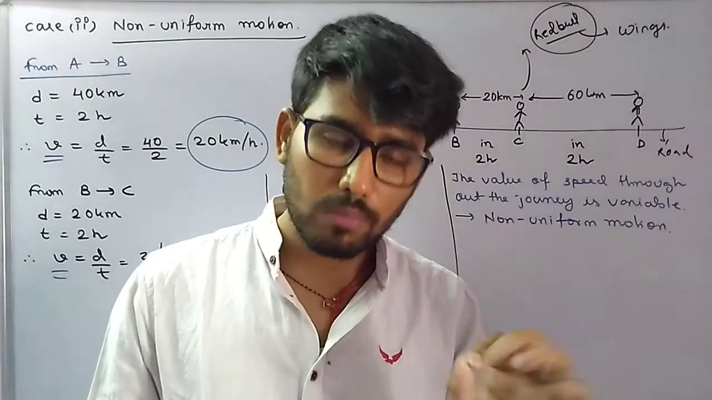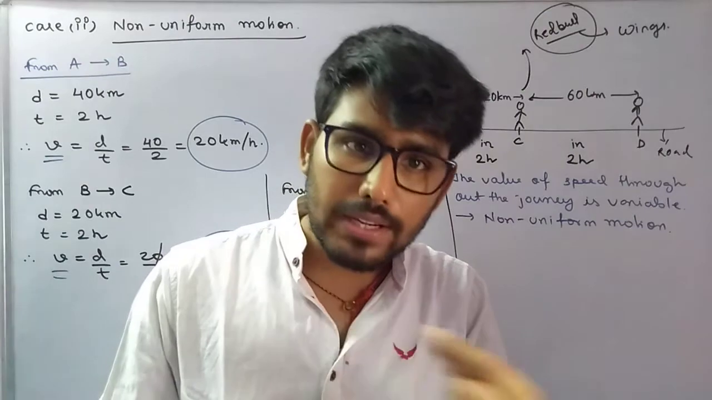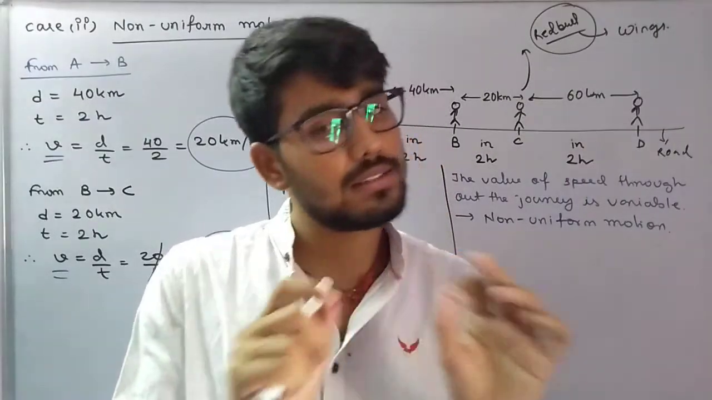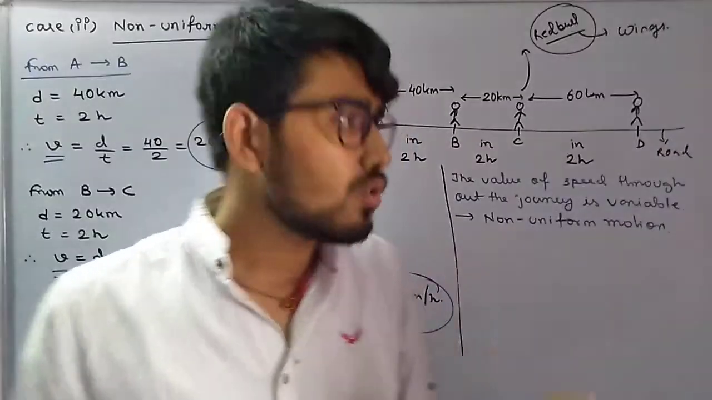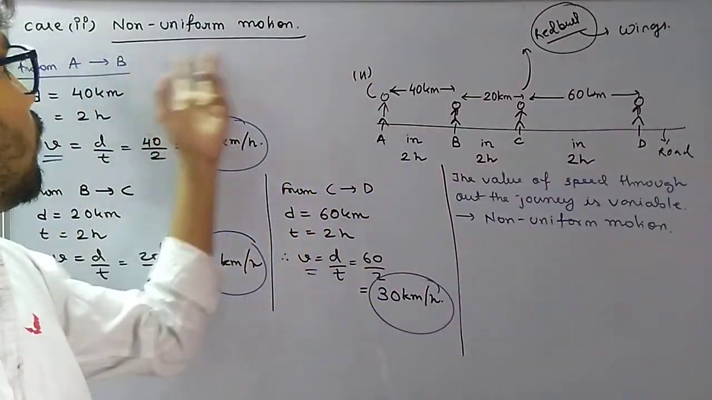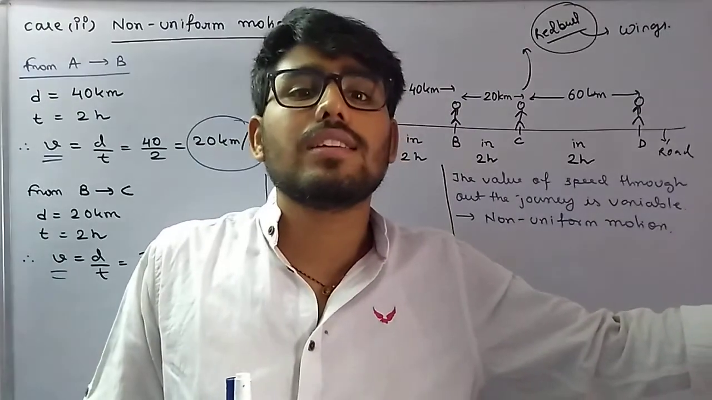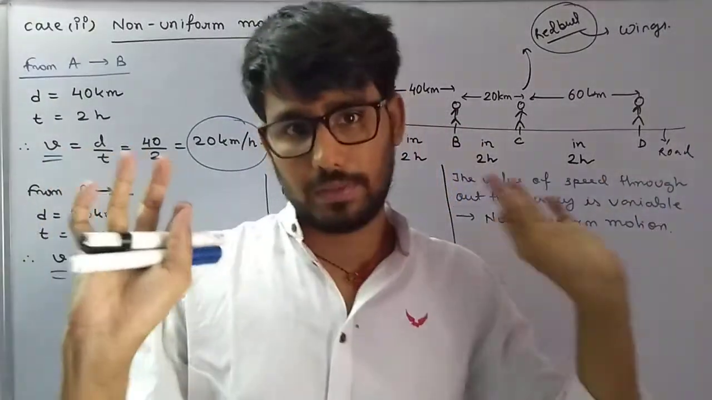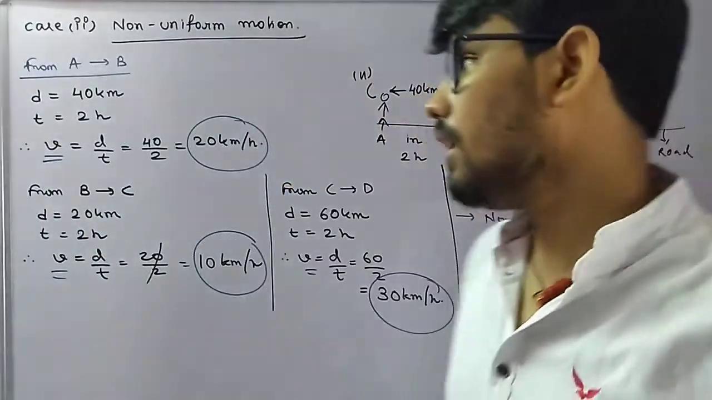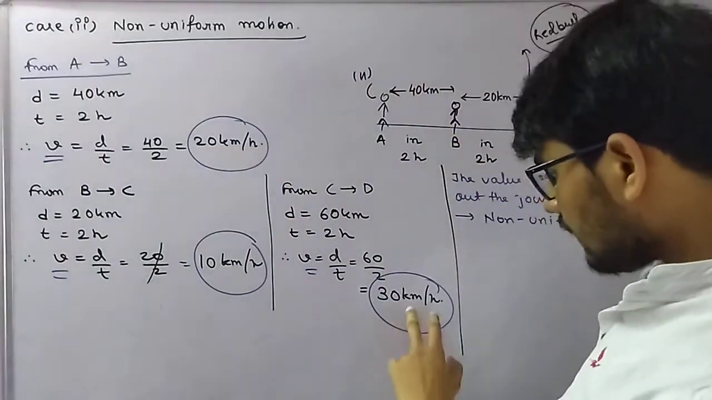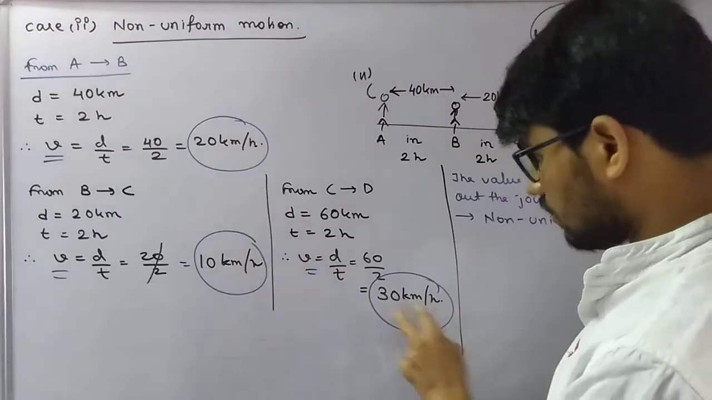In case of uniform motion, the speed remains the same at every point. So it is said that for uniform motion, the speed of the entire journey is the same as the individual speed. Fine. Now, when it comes to non-uniform motion, we see that speed keeps changing.